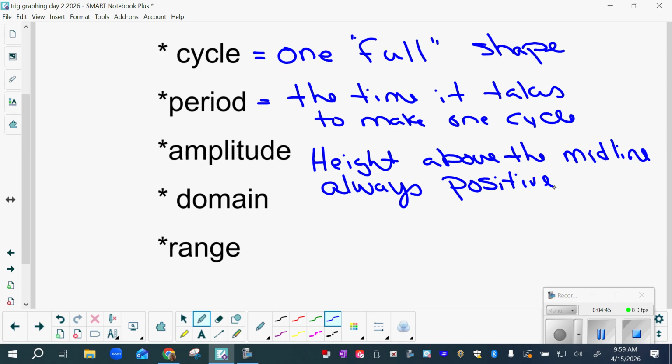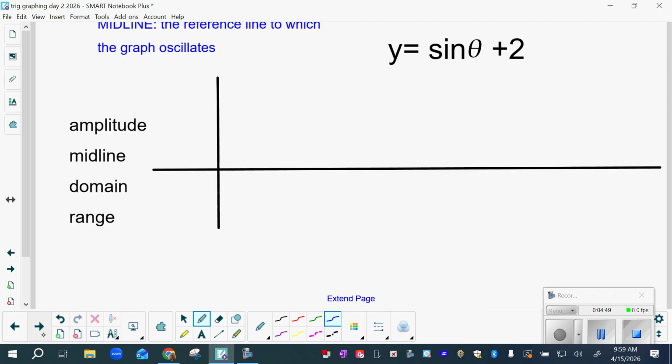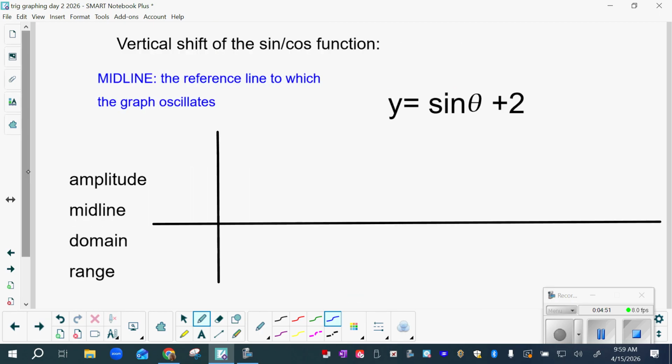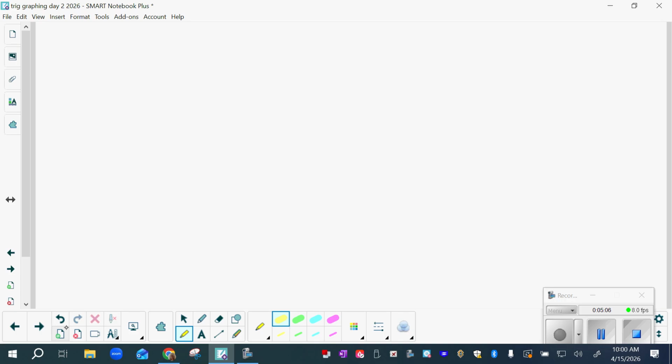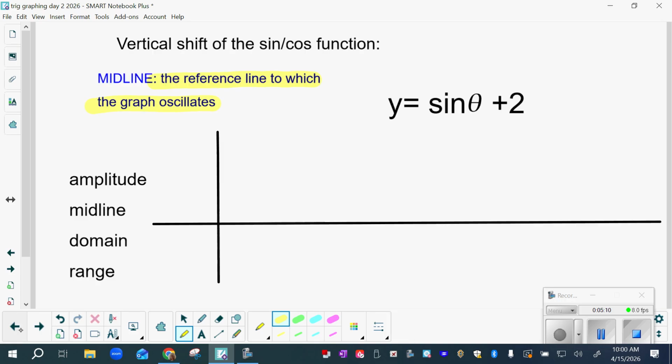And you're like, Miss T, but where is the word midline? So here we go. Midline is not actually written on your paper, but I want you to think of this. It's kind of crazy. It is the reference line. Ooh, that's terrible. I just drew through that. It is the reference line to which the graph oscillates. You don't have to write that if you don't want to, because you're like, I don't even know what that means. Here's what it means. It means this.